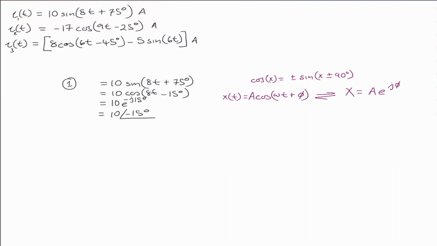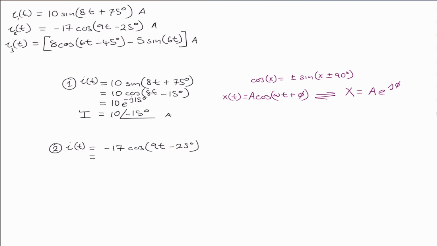So for signal 2, i_2 of t is equal to negative 17 cosine of omega t minus 25 degrees, and that's in amperes. This is the time domain. So here we have a negative cosine, and we need to convert that to a positive cosine.